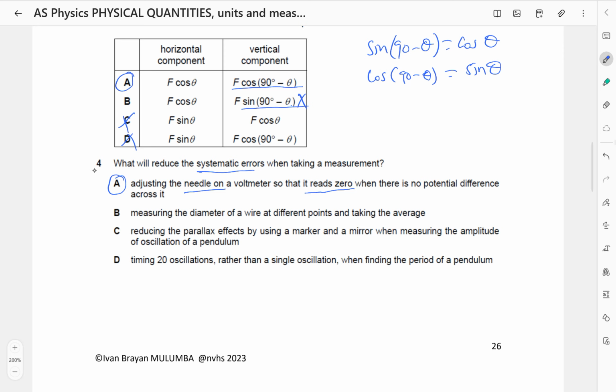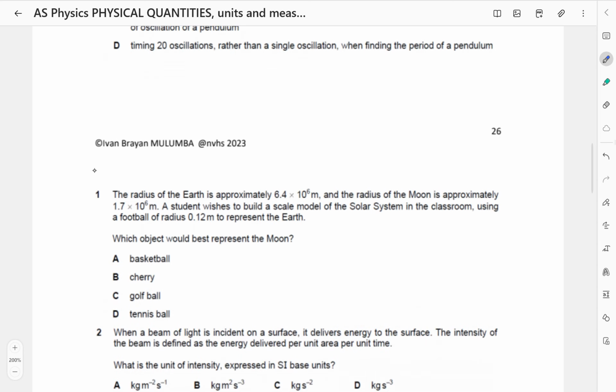So that means I don't need to check the other alternatives. Measuring the diameter of a wire at different points and taking the average, that one reduces random error. Reducing parallax effects, that is reducing random error. Timing 20 oscillations, that one also reduces a random error.